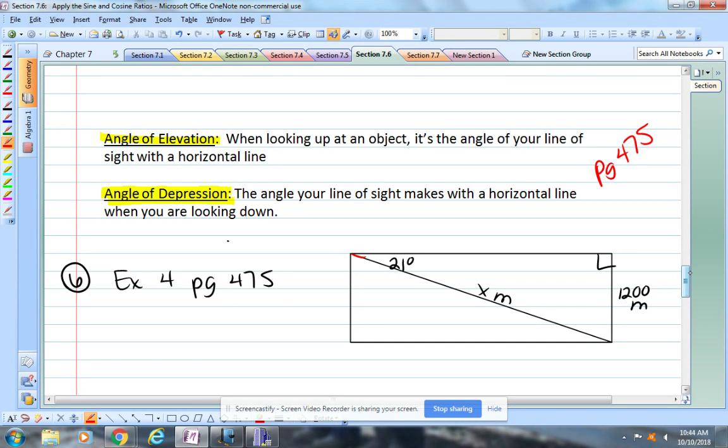All right. And then the angle of depression would be if you're up high and you're looking down low. Like if you're at the football stadium and you're looking out at the football field, that would be an angle of depression. You're looking down, right?